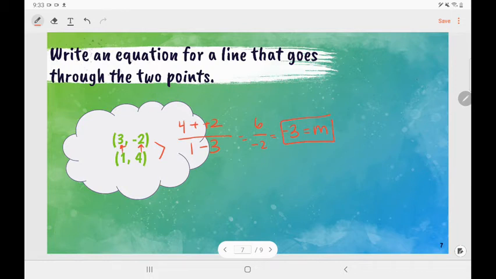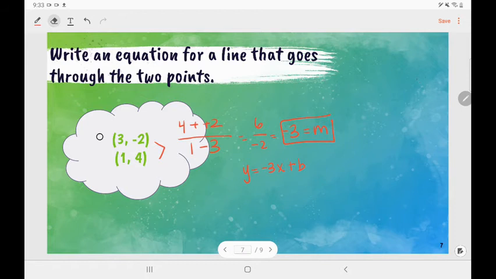Let's go ahead and use our b method for this example. I'm going to start with my slope-intercept form. y equals, I know that my m is -3, x plus, and I don't know what my y-intercept is. Neither of these two values have an x value of 0. So I'm going to rewrite it as b. My next step is to replace x and y with a point.